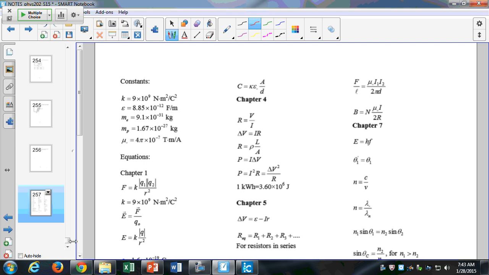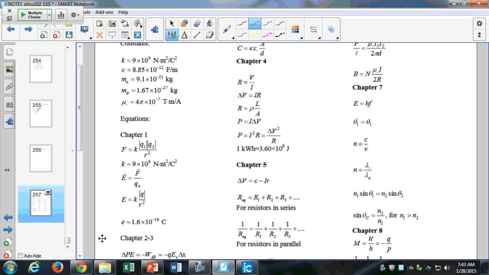There's your equation sheet, by the way. If you have your book, your equation sheet is in the back. Although I haven't yet included the chapter 0 equations. I'll do that soon.